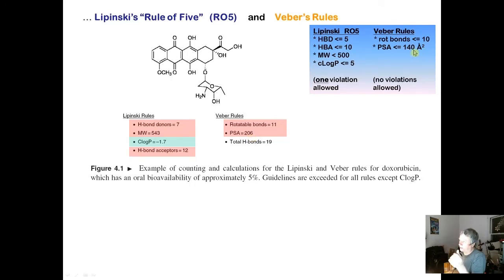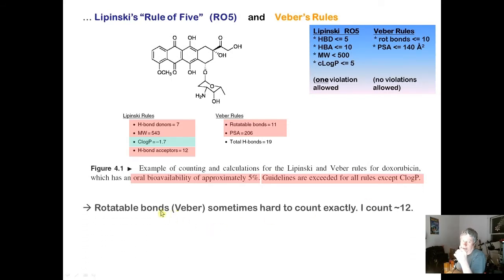So yeah, this didn't work. This kind of explains why the oral bioavailability is really bad. So it's 5%, and guidelines are exceeded for all rules except C log P. Another thing, rotatable bonds are sometimes hard to count exactly. So I actually counted 12. Let me show you how I got 12. A rotatable bond is a bond in the molecule that can rotate, and it's things that are not like OH though. It's maybe like oxygen to carbon, or actually I see 2 here.